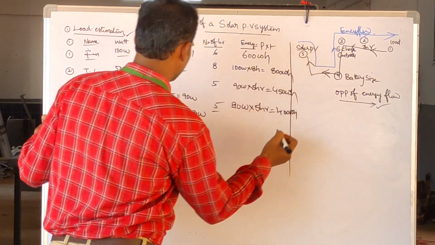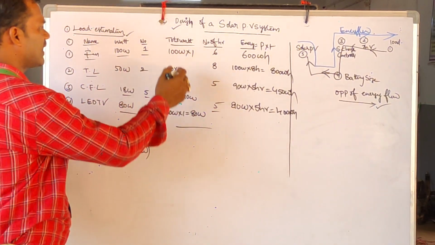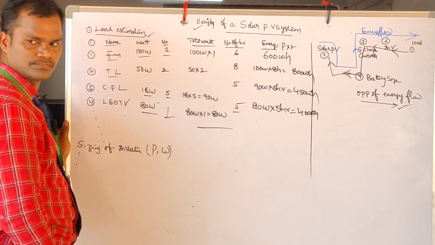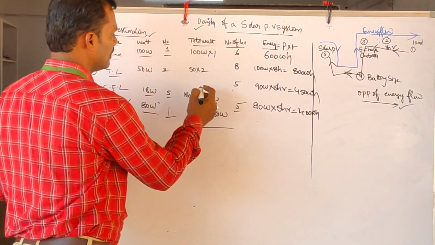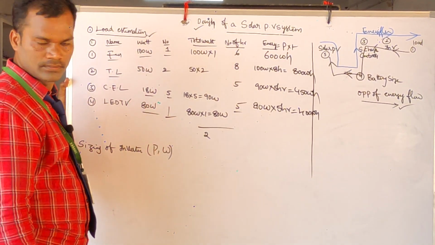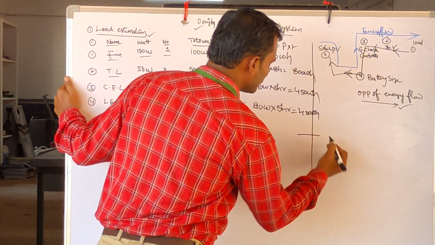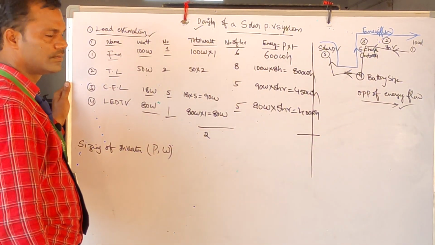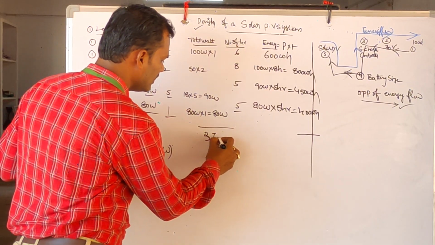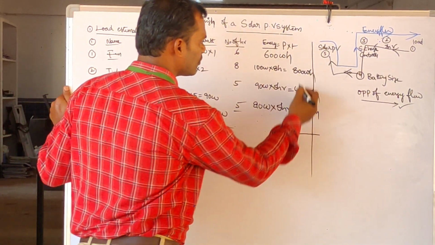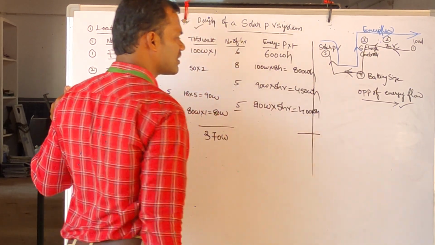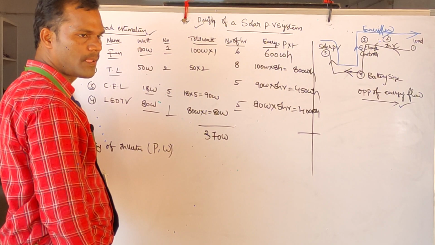Now calculate the sum of the power: 100 plus 90 plus 80 plus 100. Calculate the total power and total energy. Total power is 370 watts. And what is the total energy? 600 plus 800 plus 450 plus 400.